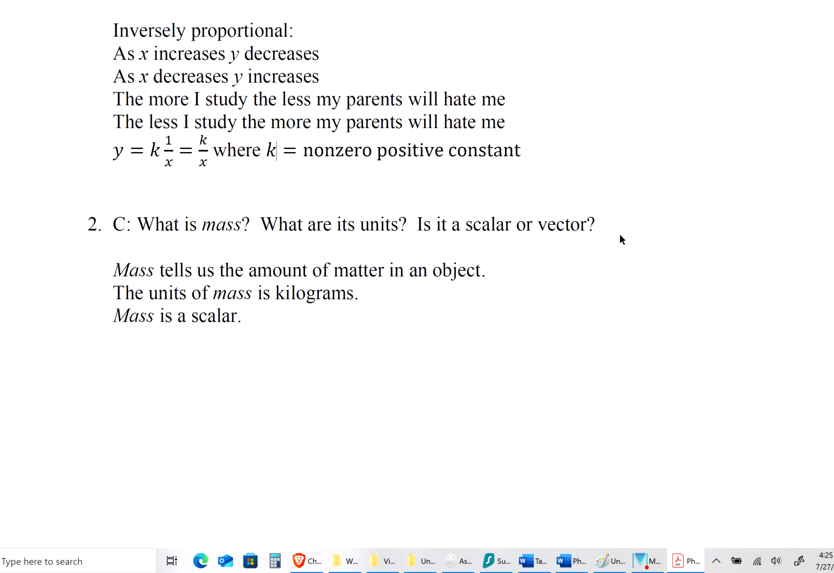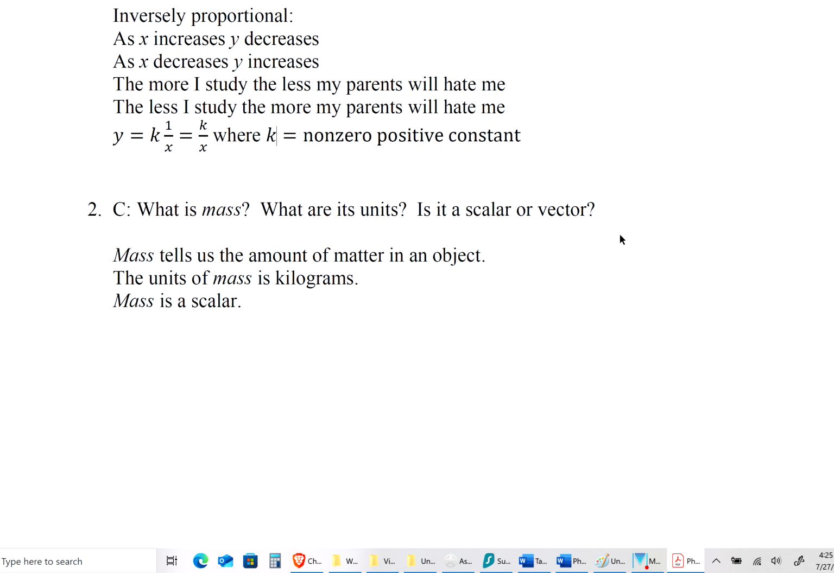Question number 2. What is mass? What are its units? Is it a scalar or a vector? Mass tells us about the amount of matter in an object. So more mass, more matter. More matter, more mass. The unit of mass is kilograms. It's a scalar. There's no direction for mass.